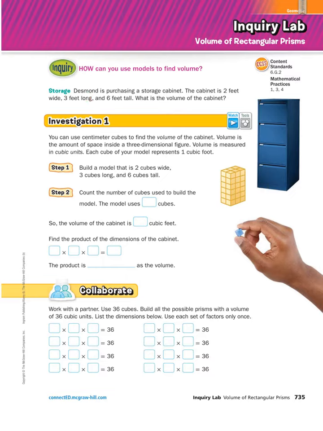It says Desmond is purchasing a storage cabinet. The cabinet is 2 feet wide, 3 feet long, and 6 feet tall. What is the volume of the cabinet?